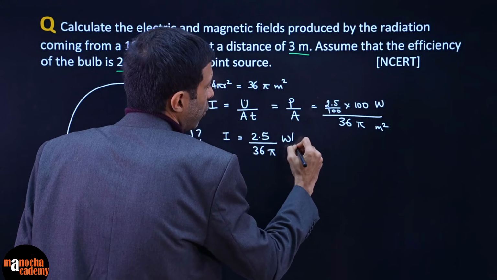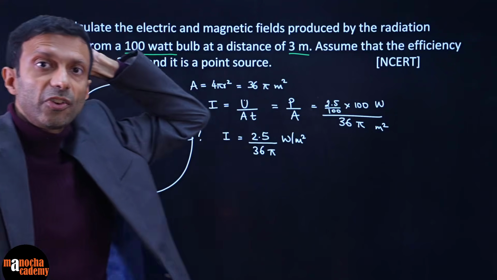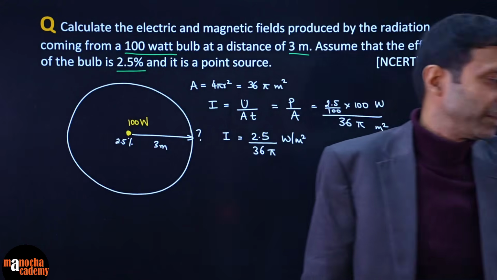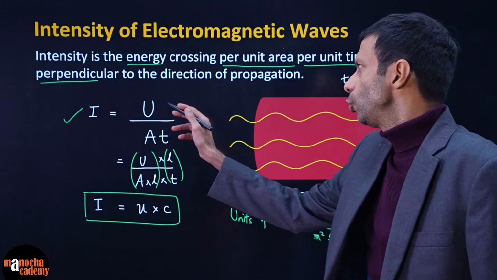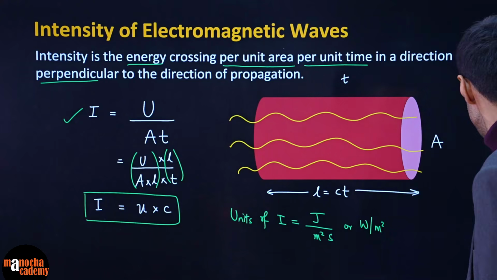And what will be the unit? Watt per meter square. But they've asked us to find the electric and magnetic fields. How do we do that? Tell me. Intensity we said is U by AT, and it is also U, energy density, times C, right?